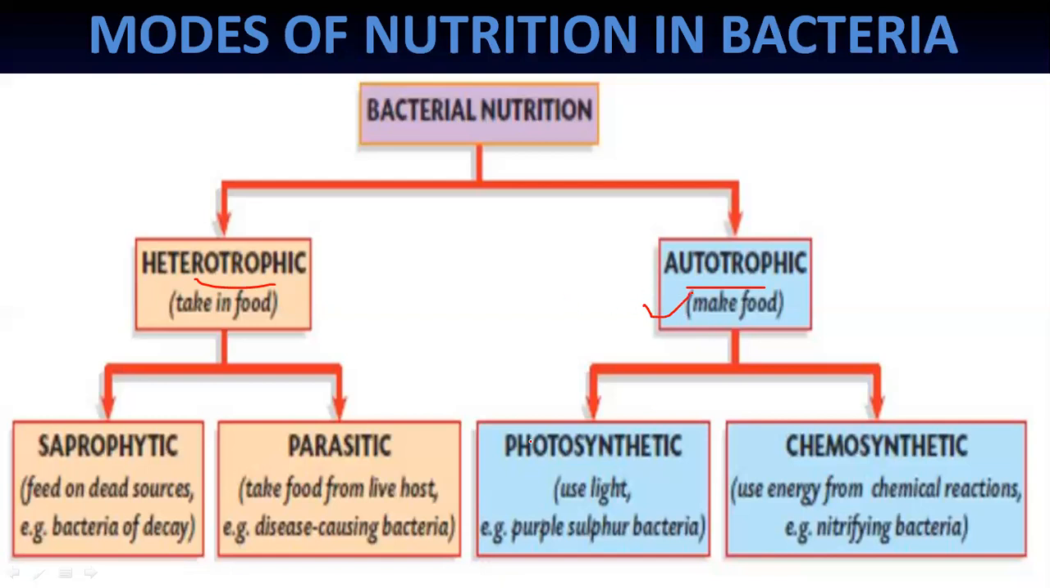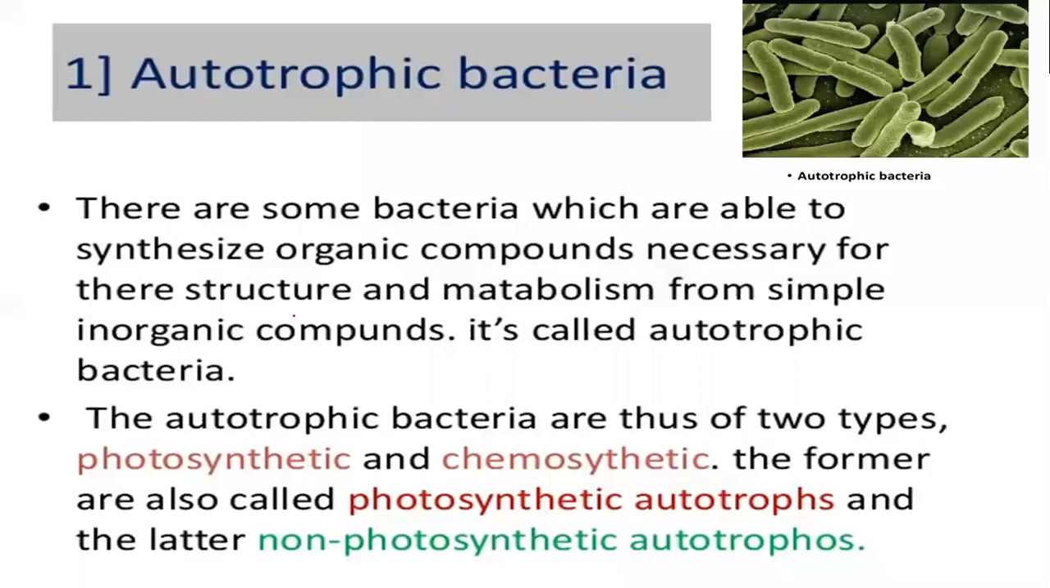In autotrophic, we will see photoautotrophic, which are also said to be photosynthetic bacteria, and then we will see chemosynthetic, which can also be said to be chemoautotrophic bacteria. And then we will see heterotrophic bacteria, in which we will talk about saprophytic bacteria and parasitic bacteria. First of all, we will see autotrophic bacteria.